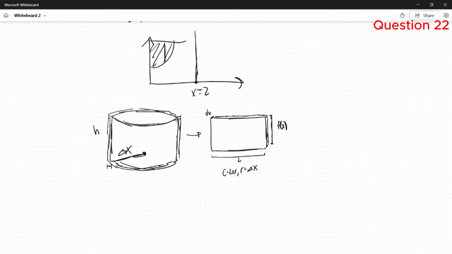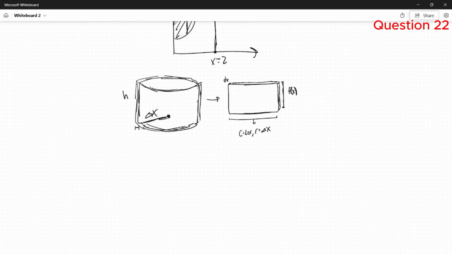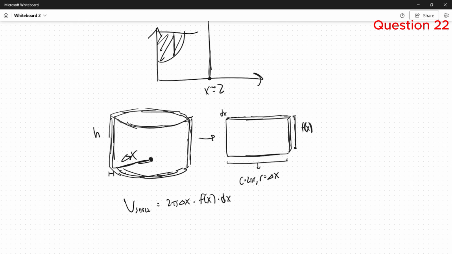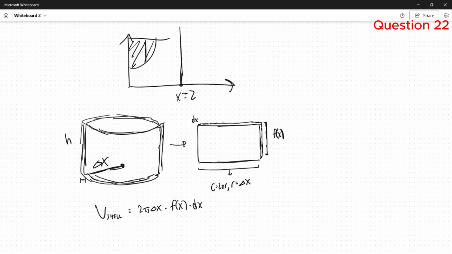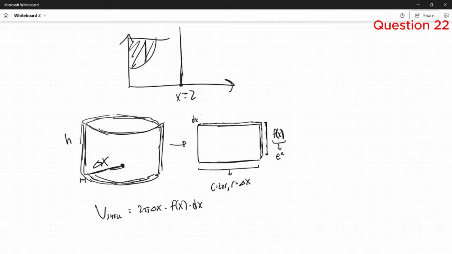That would give us the resulting volume of each shell, which would be V shell is equal to 2 pi delta x multiplied by f of x multiplied by dx. Now we have to find what delta x and f of x are at each point, because as we're going to see in a minute, f of x is not simply equal to e to the x. It's equal to a combination of two functions.